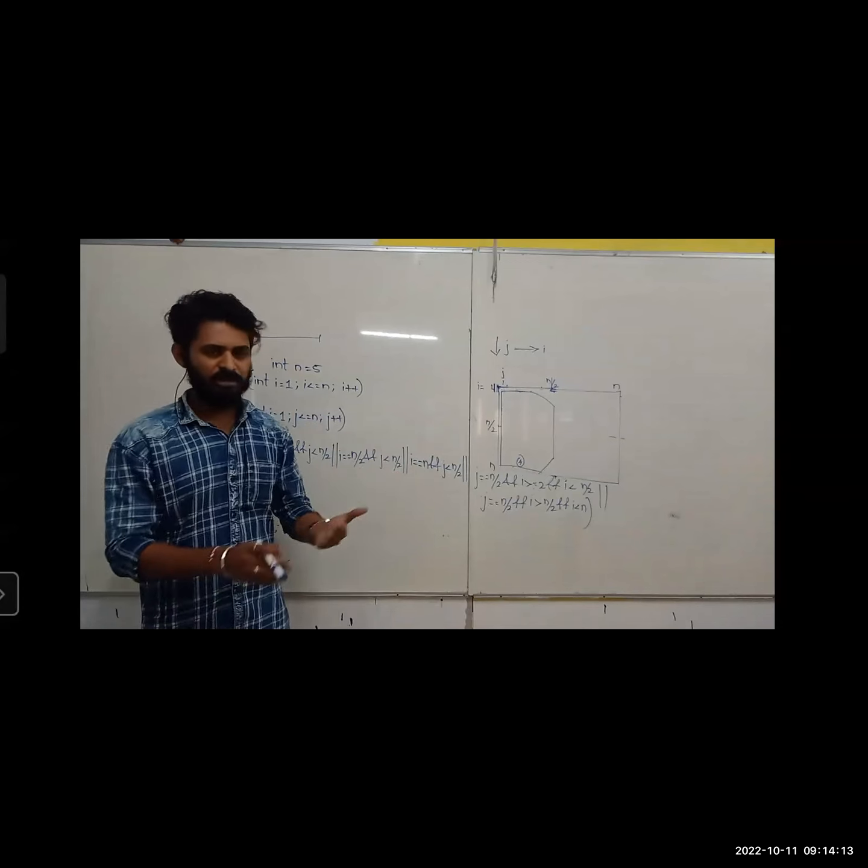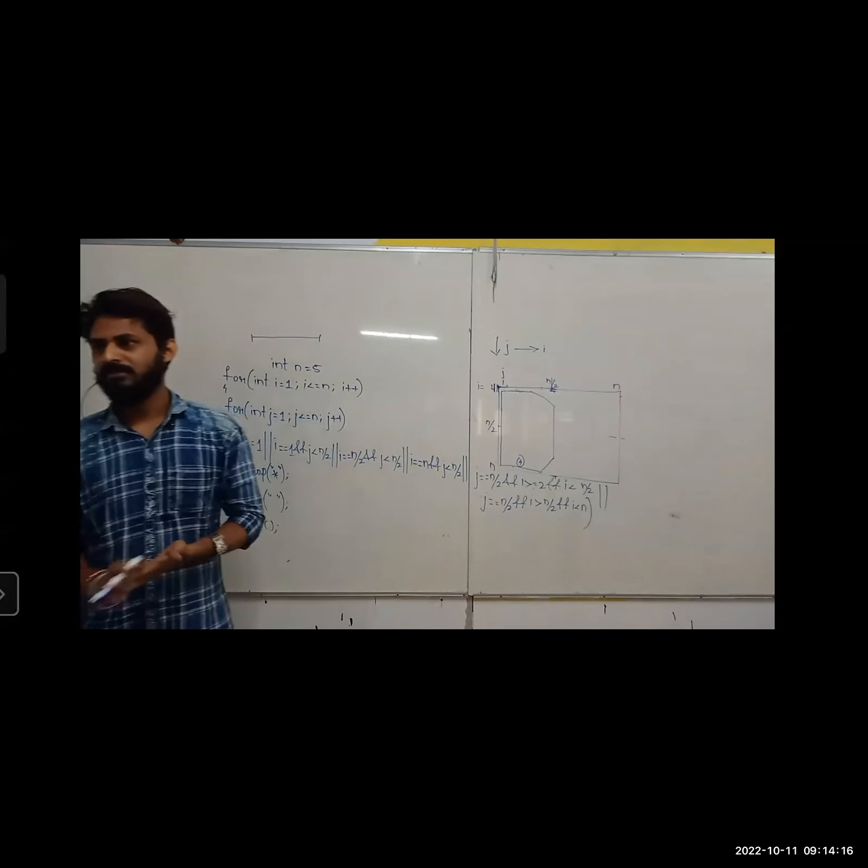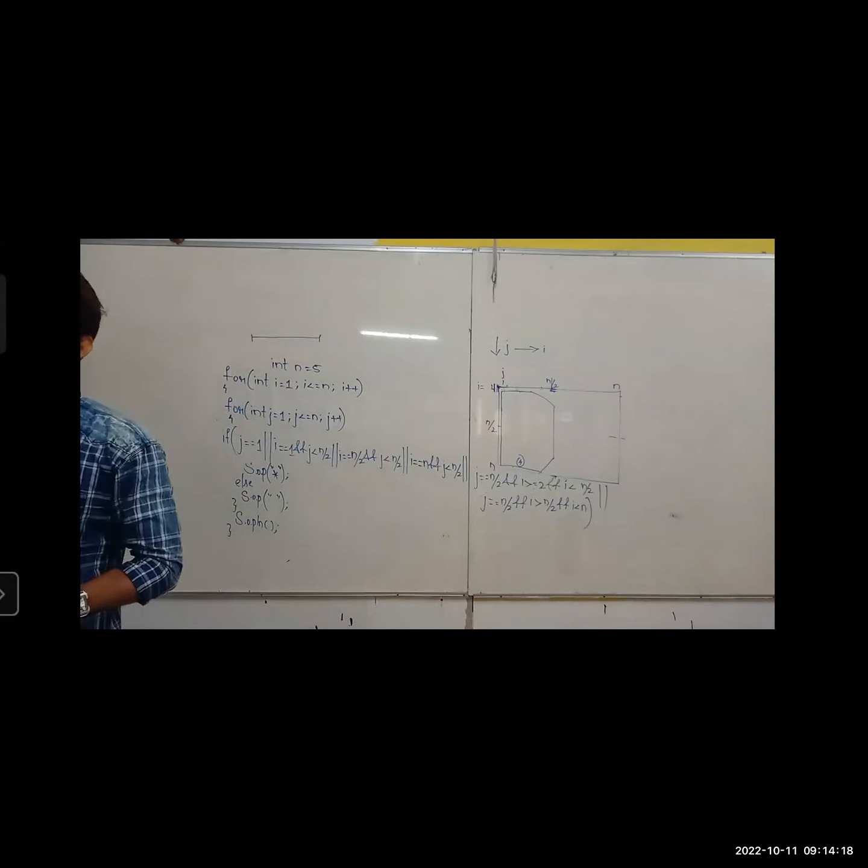Now, you just have to write one for loop outside and multiple for loops inside. Outer for loop, one beside the other. If I want to print, what should I do?